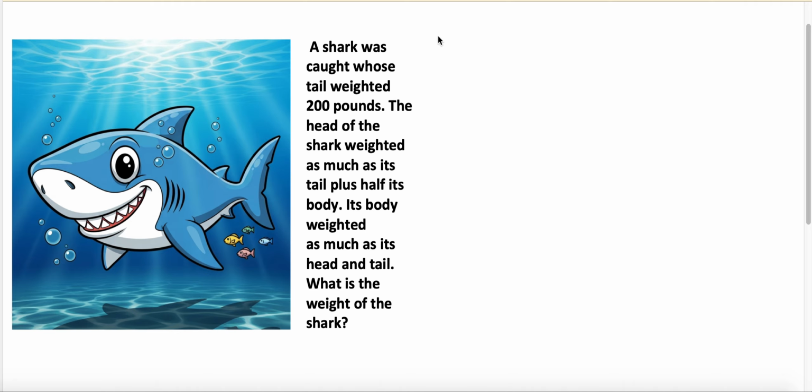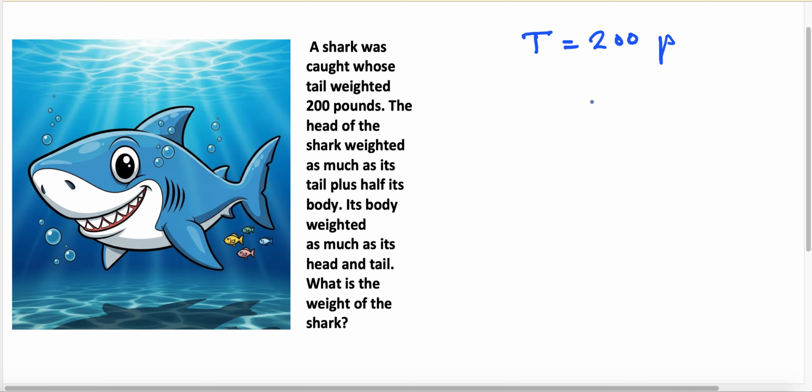So let's take some information here. Okay, first let me take information about the tail. It says the tail weighs 200 pounds. So the tail is equal to 200 pounds. What else does it say? It says that the head of the shark weighs as much as its tail plus half its body. So the head is equal to its tail plus half of its body.